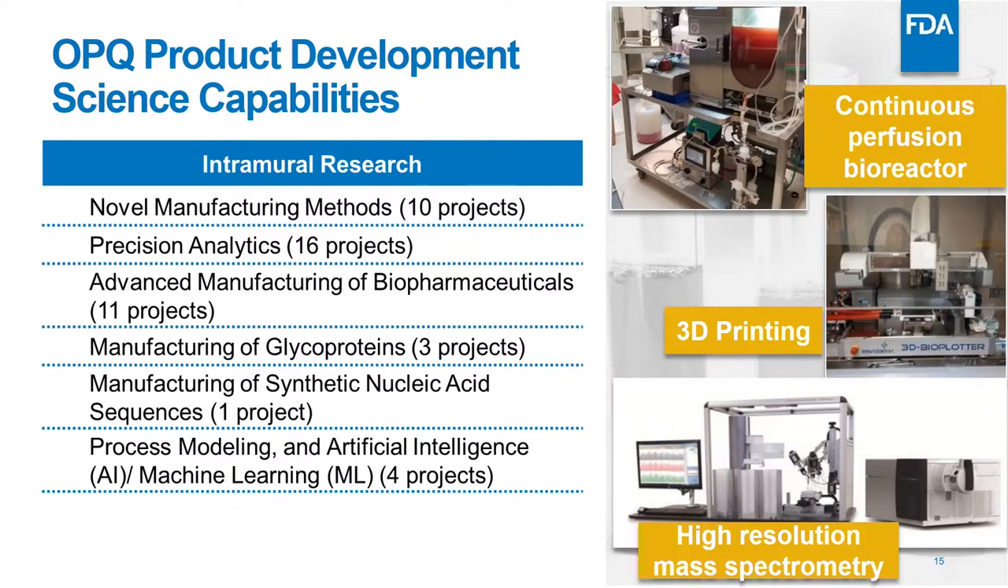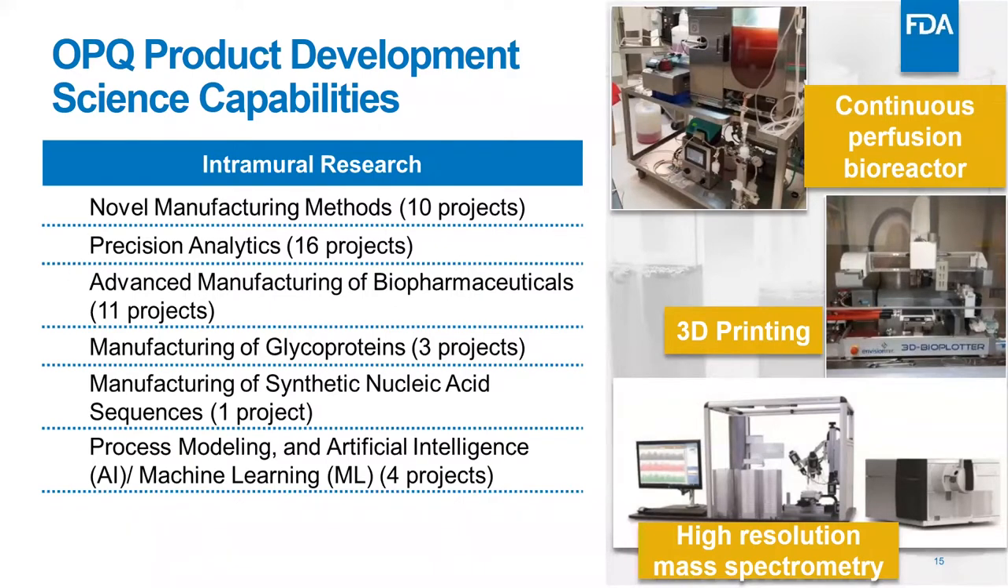As part of that, we developed a series of research plans that are now active in several different areas. That helped build our capacity in novel manufacturing methods, like continuous manufacturing and 3D printing, and precision analytics, with high resolution mass spectrometry as an example. We feel this is really important, especially when thinking about advanced manufacturing for complex products, where the analytics is an important piece. Also things like PAT, not just sensors but also advanced process control, modeling and simulation, and emerging therapies like oligonucleotides.